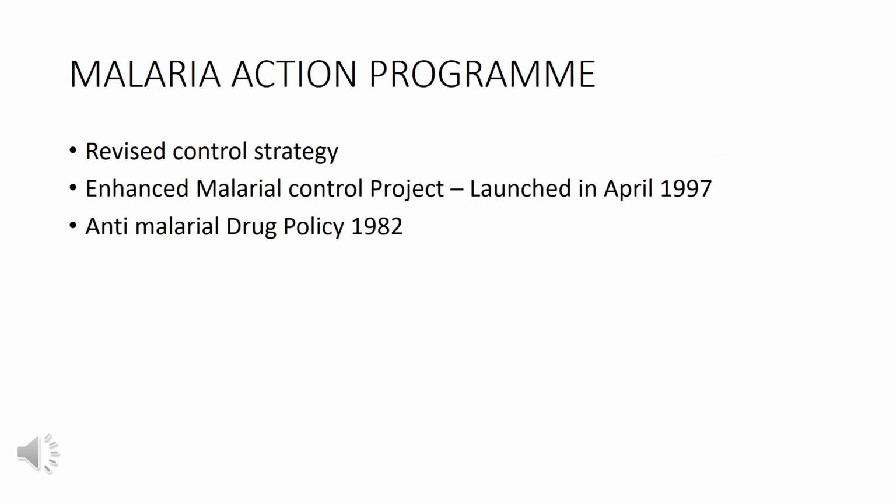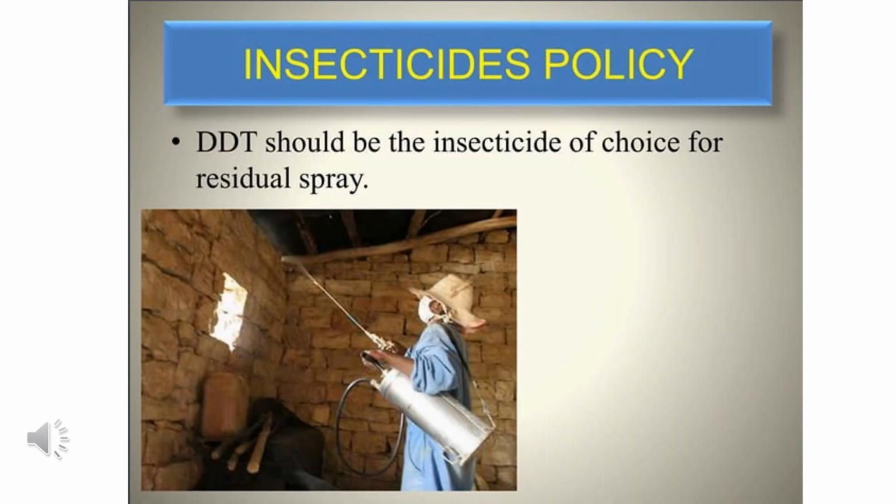India's malaria action programs include implementation of a revised control strategy, the Enhanced Malaria Control Project, which was launched in April 1997, and revision and implementation of the Anti-Malarial Drug Policy 1982. The Insecticides Act of 1968 and the Insecticides Rules of 1971 regulate the use, sale, and distribution of insecticides in India. The policy aims to protect people and animals from the risks of insecticides.